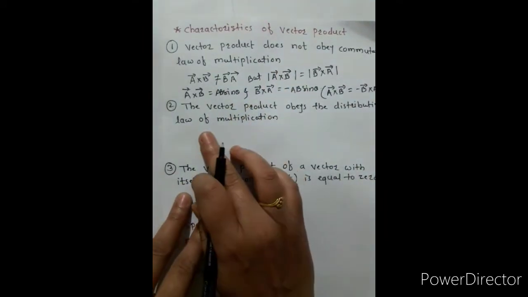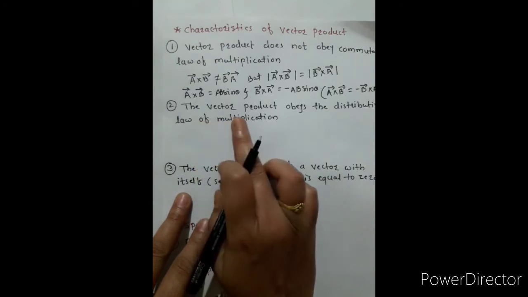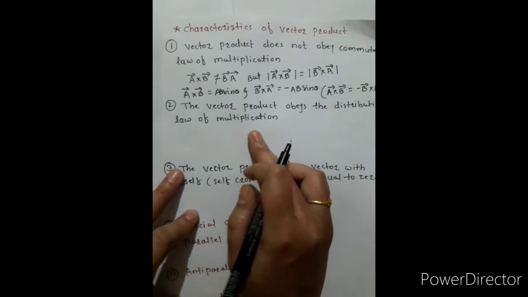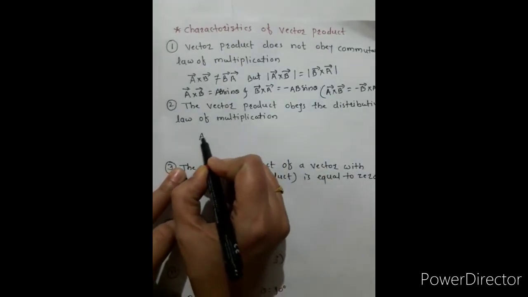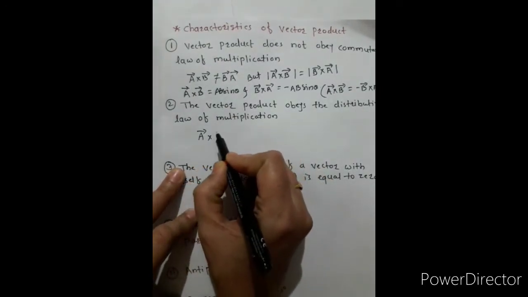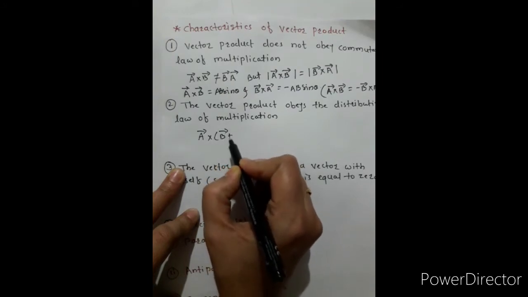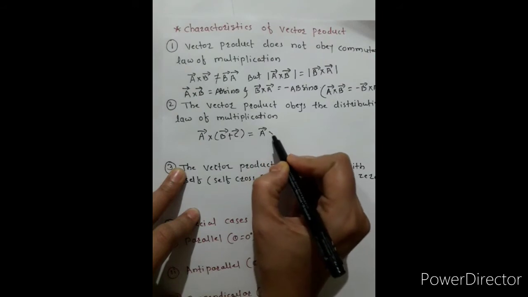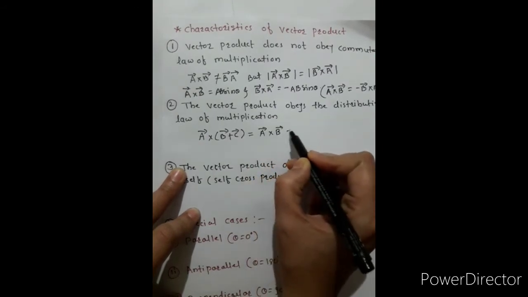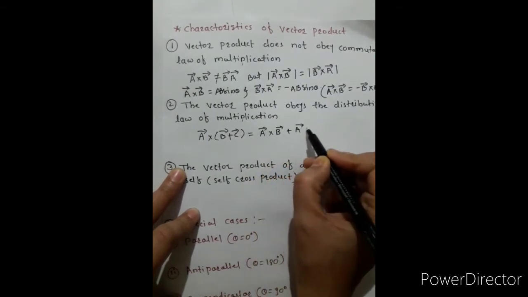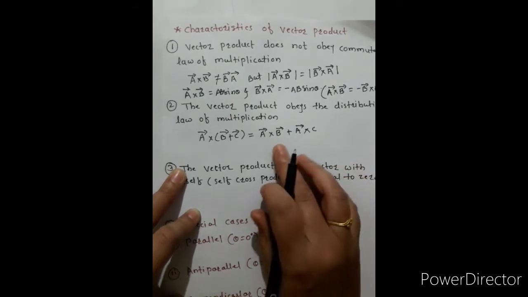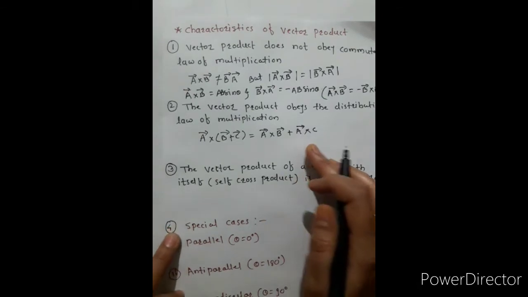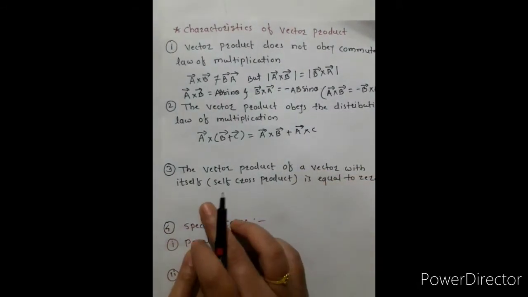Now the second characteristic is that the vector product obeys the distributive law of multiplication, that is A cross (B plus vector C) is equal to A cross B plus A cross C. The vector product obeys the distributive law of multiplication. Now the next characteristic is what?